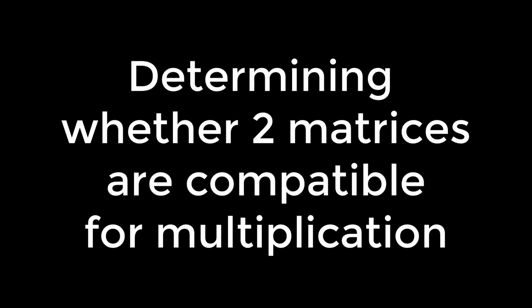If you have already been exposed to matrices and you're ready to tackle multiplication, then let's begin. Before we can multiply two matrices together, we need to determine whether or not they are compatible for multiplication. To do so, we need to compare the orders of the two matrices involved.